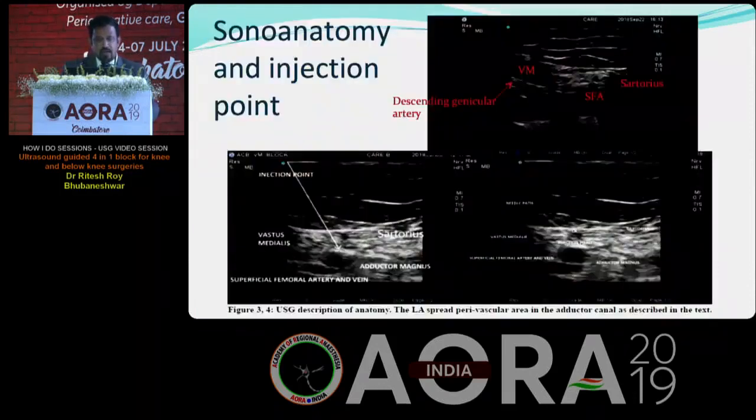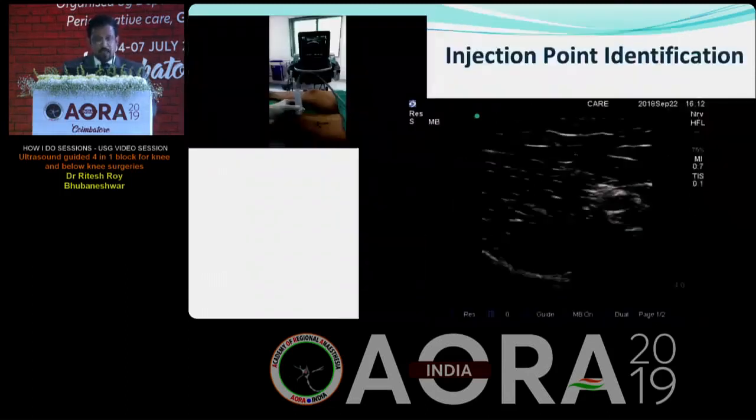So this is the sonoanatomy. Once you scan, we get a sonoanatomy where the vastus medialis is lateral, the sartorius is medial, and the superficial femoral artery is sitting in between, and you can find the descending genicular artery coming out. Just above that, we slide the probe slightly up and we inject the drug. So this is how we identify the injection point.